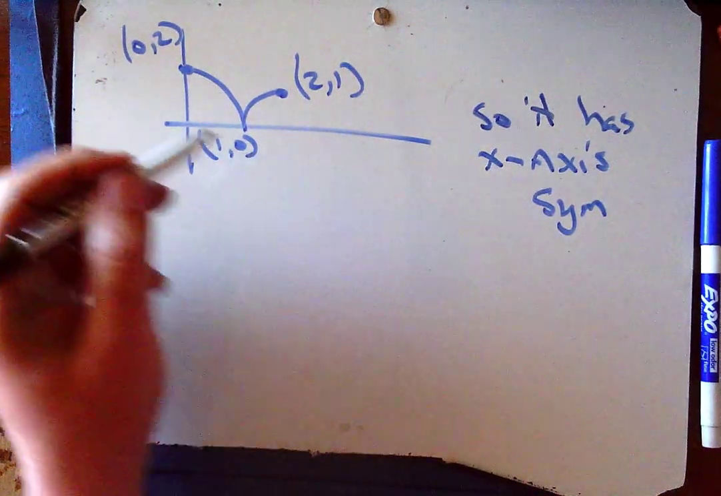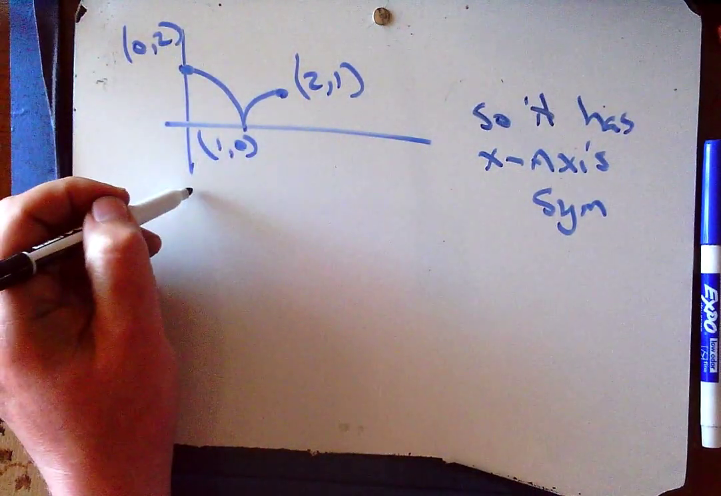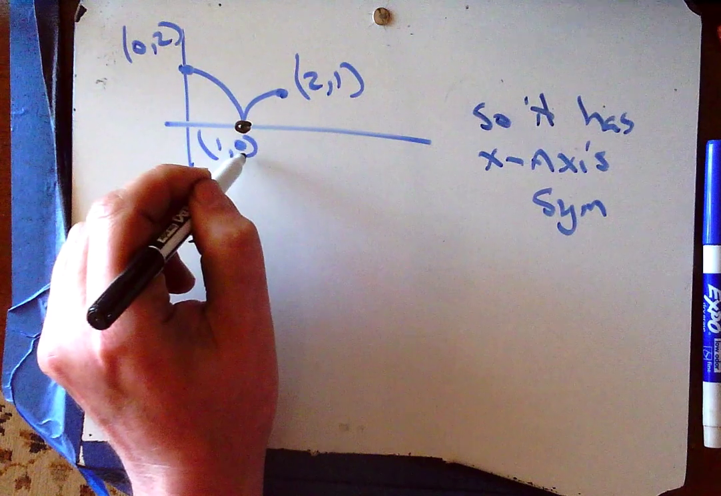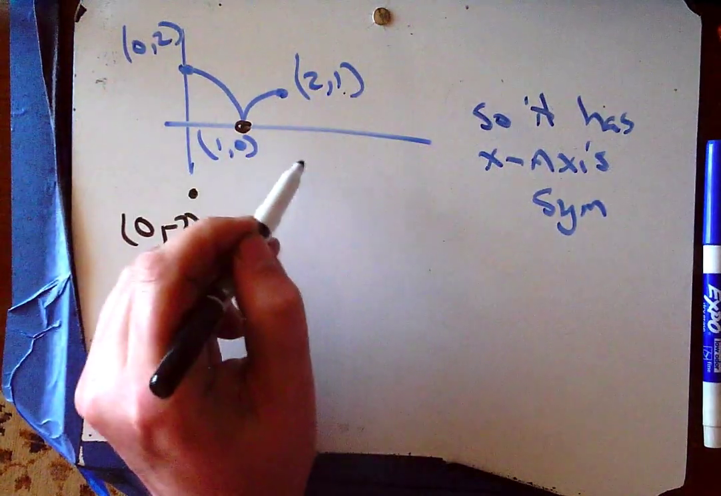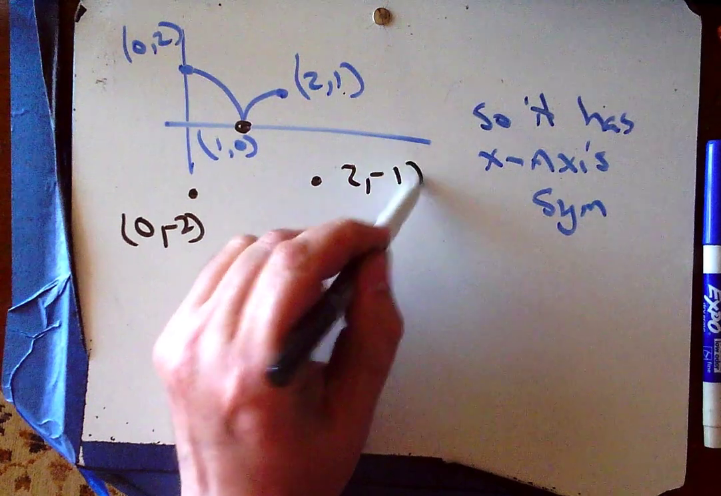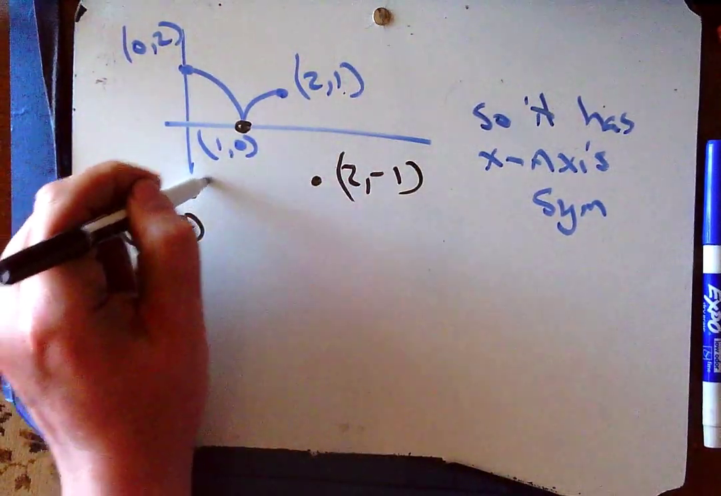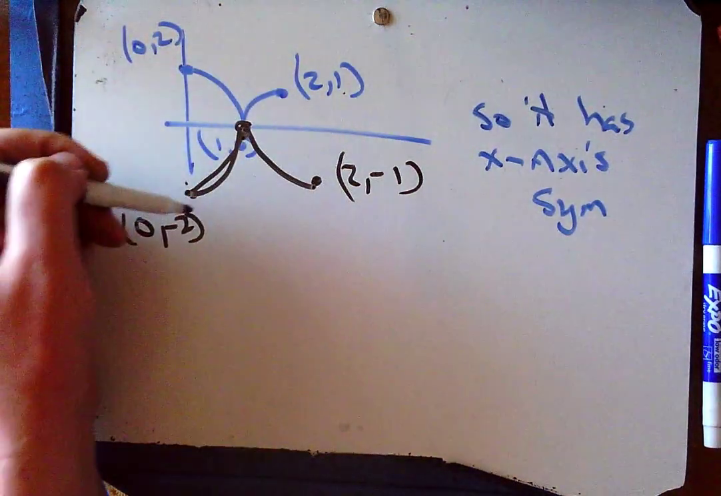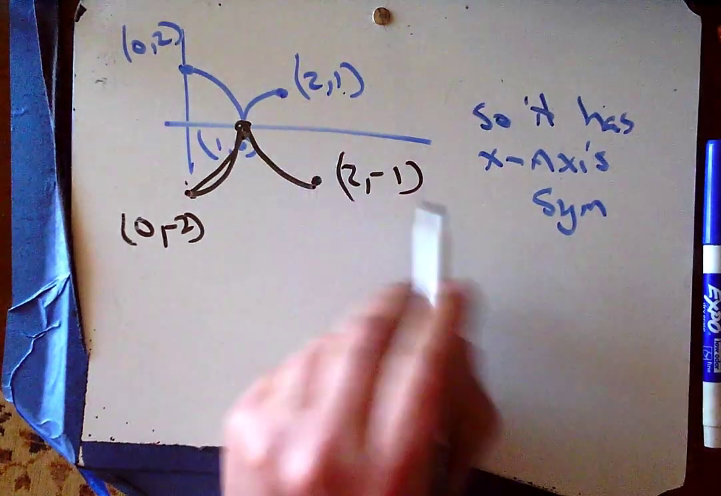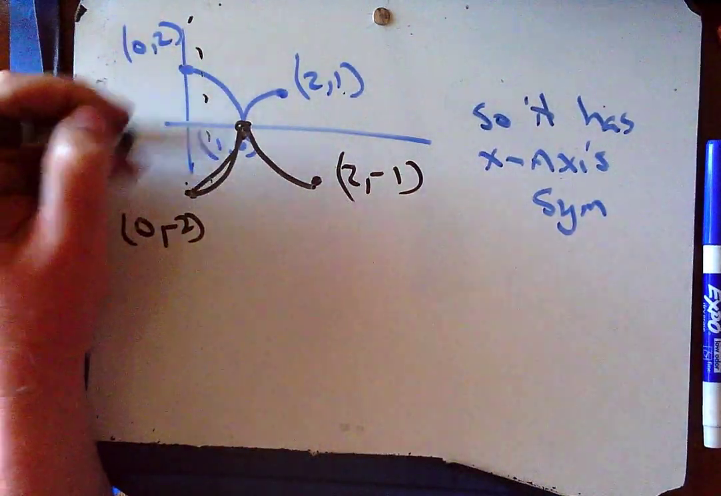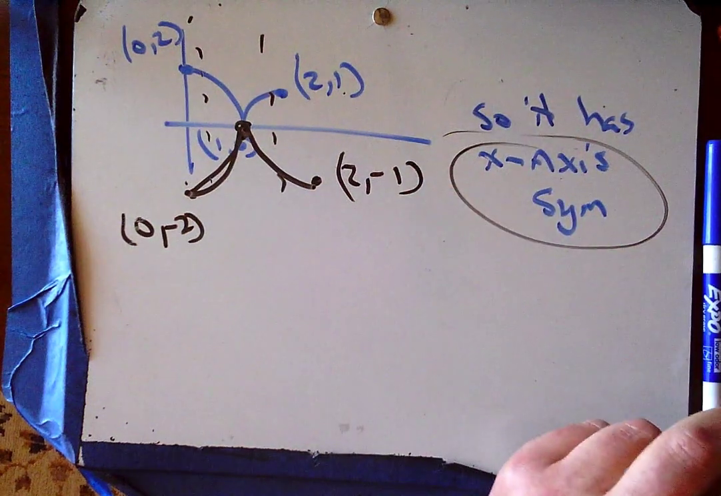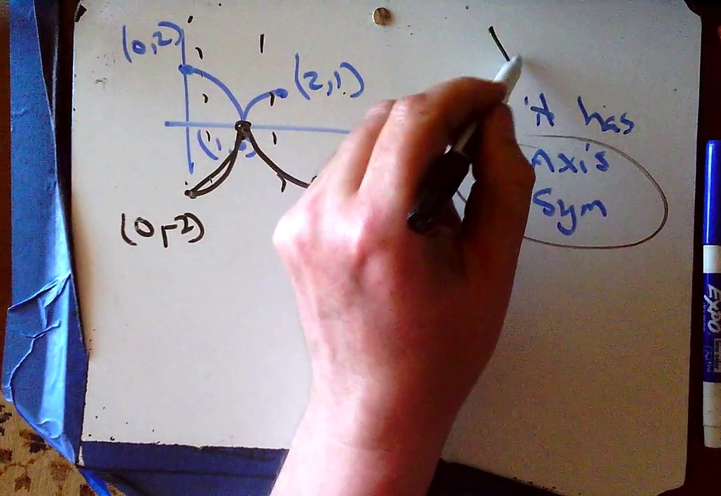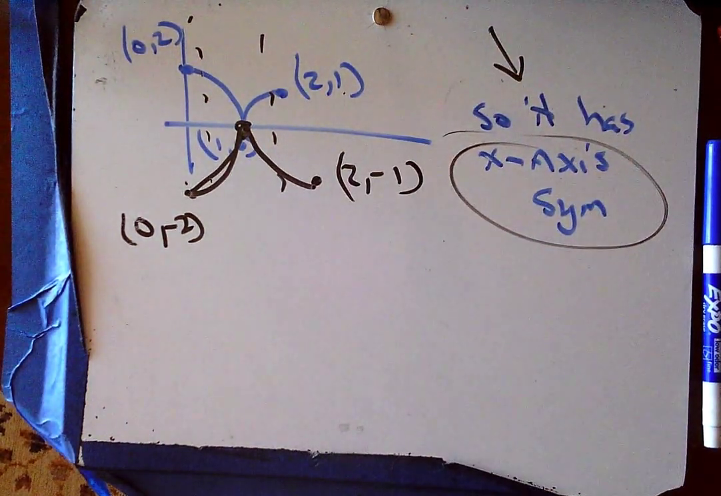Okay, so we know with x-axis symmetry, the x's don't change, but the y's change. So this is 0, negative 2. No change in this point because the y's don't change there. And when I change this one, I have 2, negative 1. Okay, and so I am reflecting across the x-axis. Why is it that I can't call this a function? Because it fails the vertical line test. We said anything with x-axis symmetry is not going to be a function. So this is not a function, which is why I said it has x-axis symmetry.